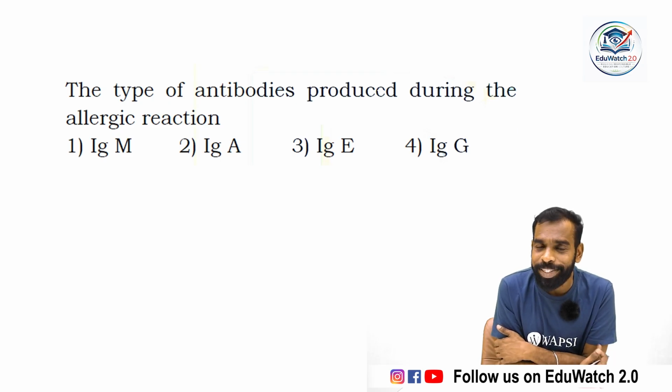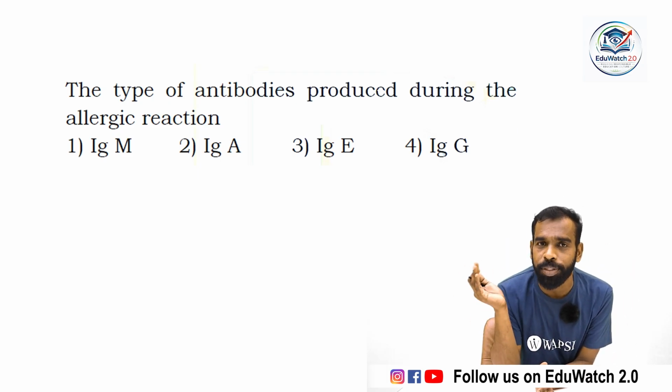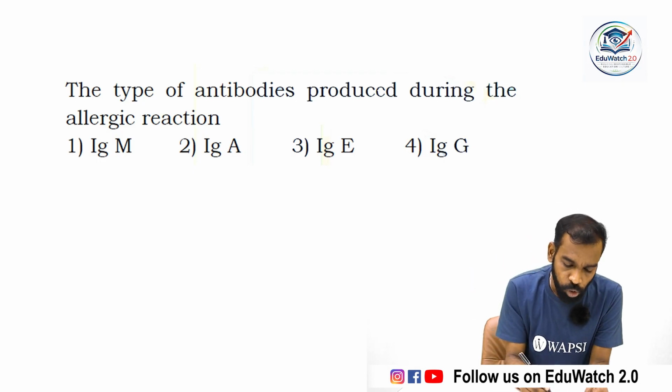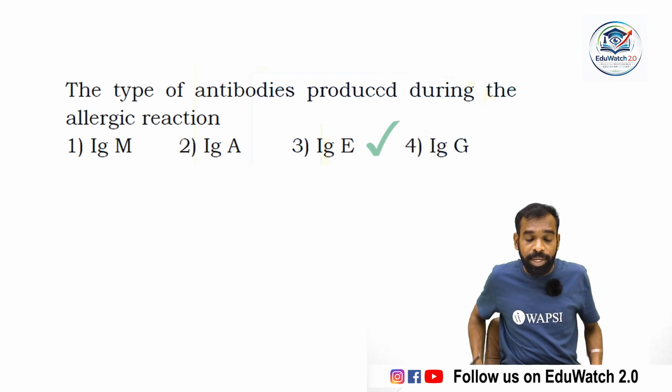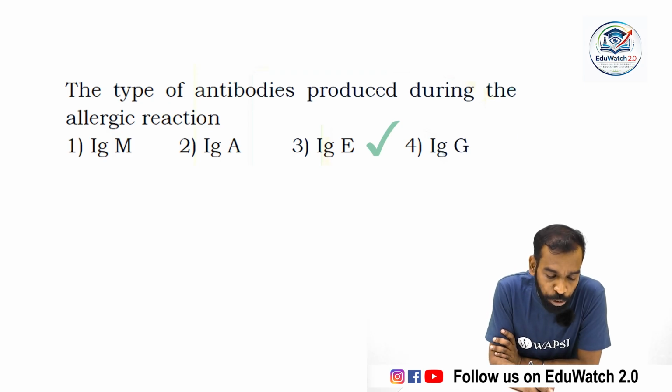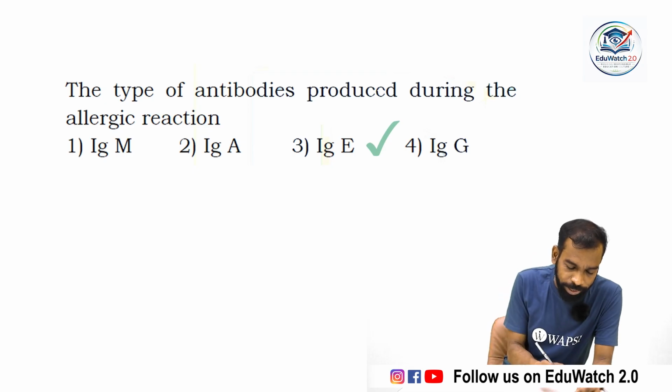When our body is exposed to an allergen, the body creates a sudden immune response. That type of immune response is commonly known as allergy. So here we have option 3, immunoglobulin E. Immunoglobulin E is produced during an allergic reaction. The type of antibody produced during the allergic reaction is immunoglobulin E. Don't forget immunoglobulin E. Okay, next question.